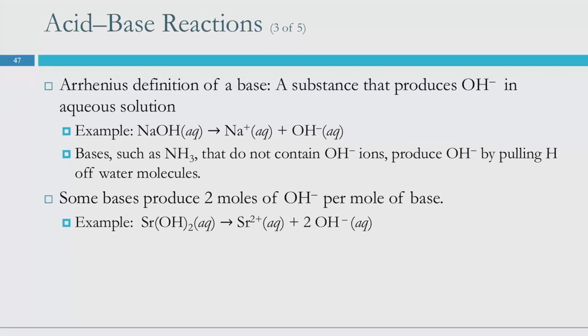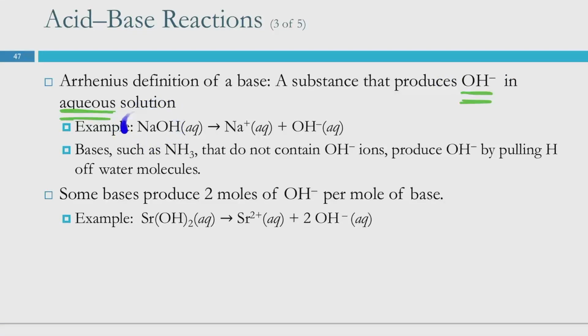For our bases, again, Arrhenius means aqueous, so our Arrhenius definition of a base is a substance that produces OH-, also in aqueous solution. So for our acids, it's the H plus. For our bases, it's the OH minus. An example of this would be something like sodium hydroxide. Sodium hydroxide is a strong base. It's going to dissolve and produce Na plus in solution. It's also going to produce OH minus. Because it produces OH minus directly, and it's in water because it's aqueous, that makes it an Arrhenius base. So again, Arrhenius is aqueous. We've got H plus for acid, OH minus for base.